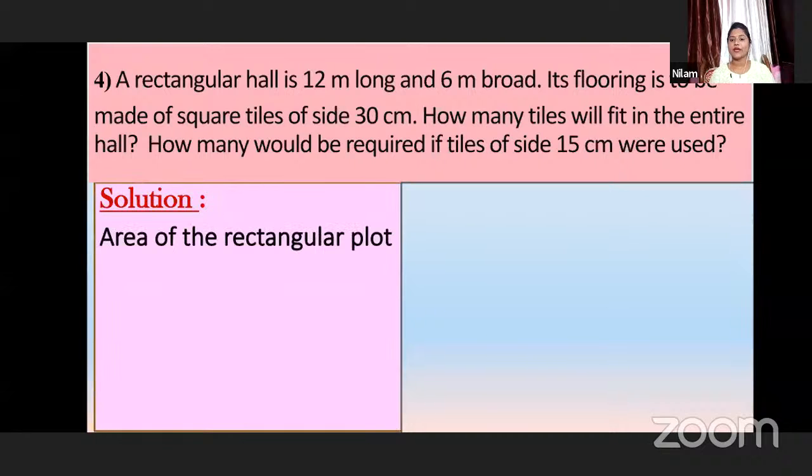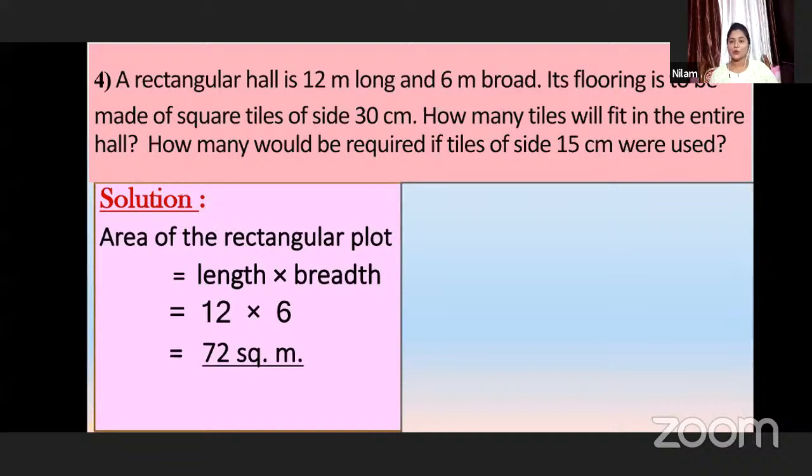So first we will find out the area of the rectangular hall, where length is given and breadth is also given. So area of the rectangular plot equals length times breadth. The length is given as 12 and breadth is given as 6. So the area of the rectangular plot will be 12 multiplied by 6, which is 72 square meter.